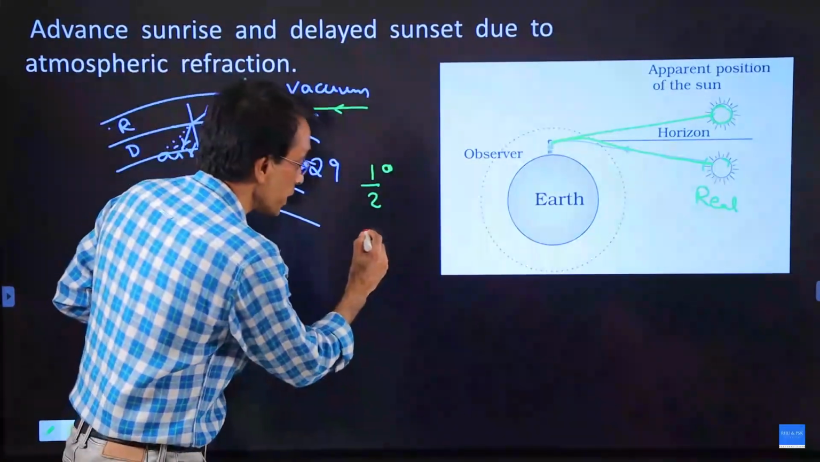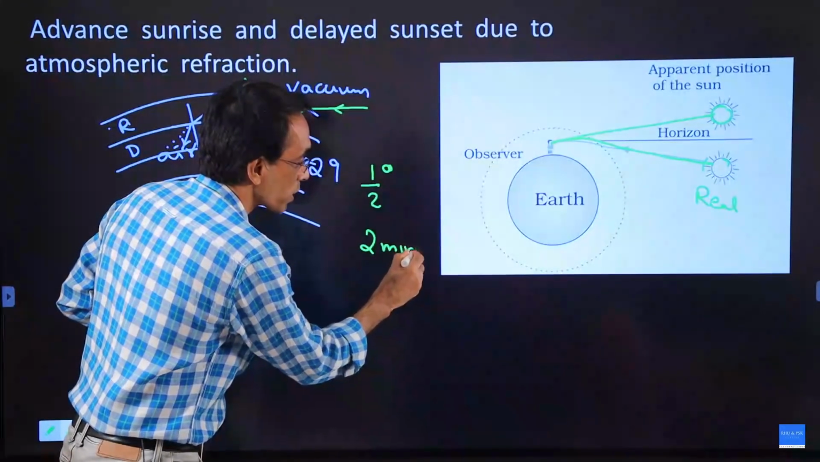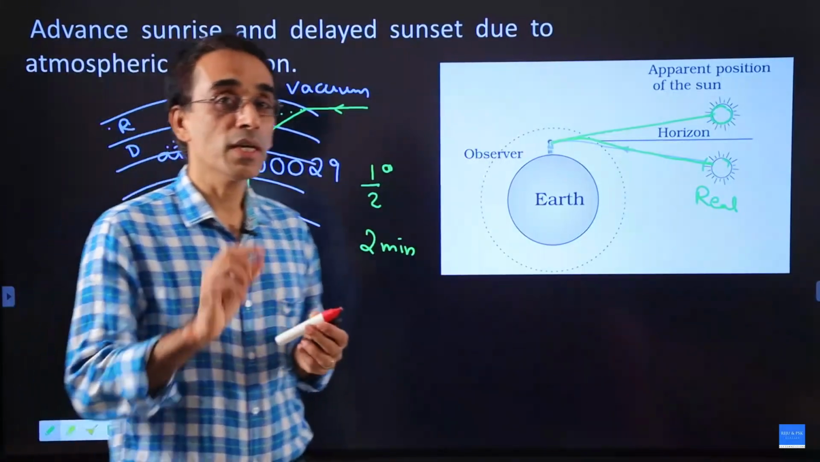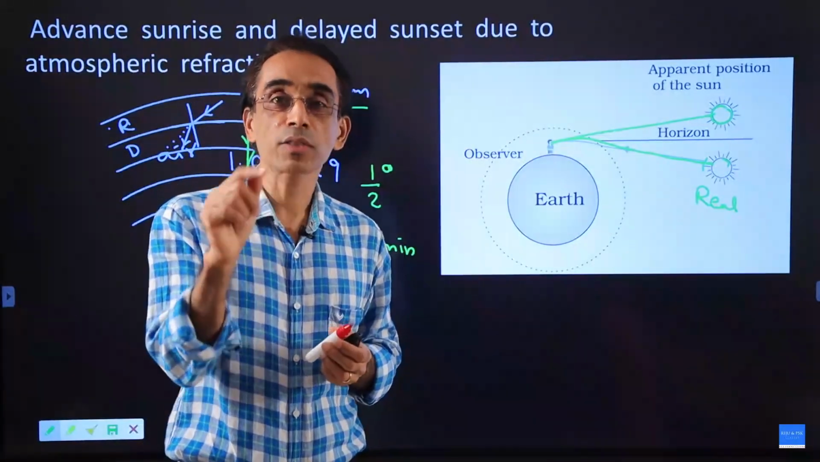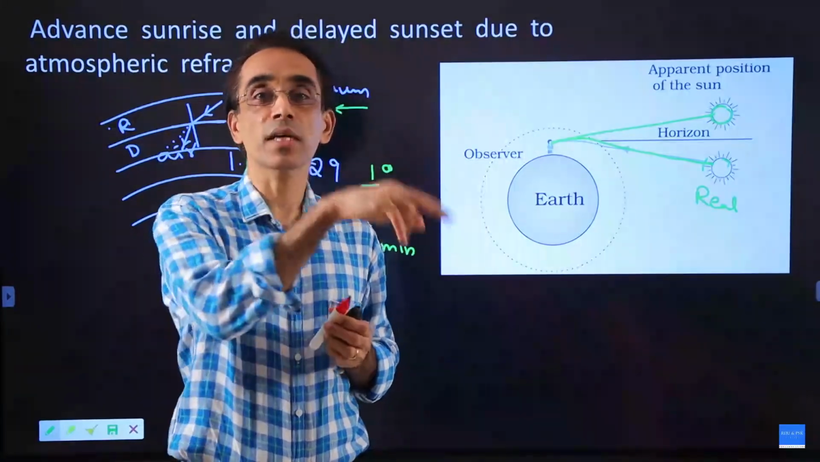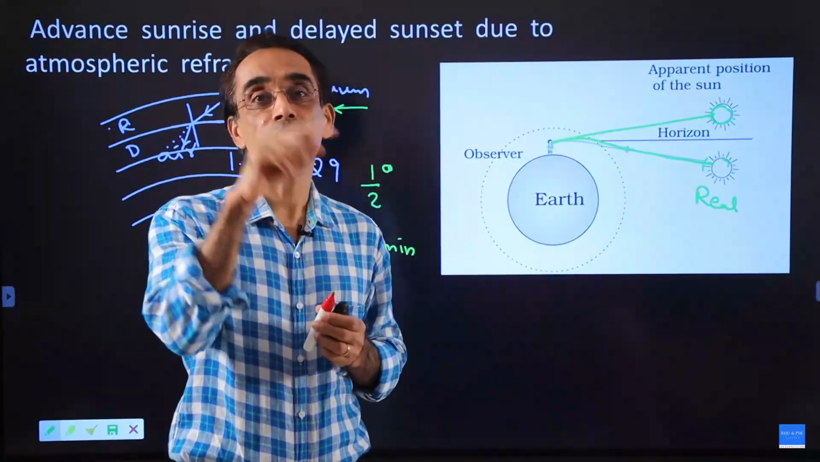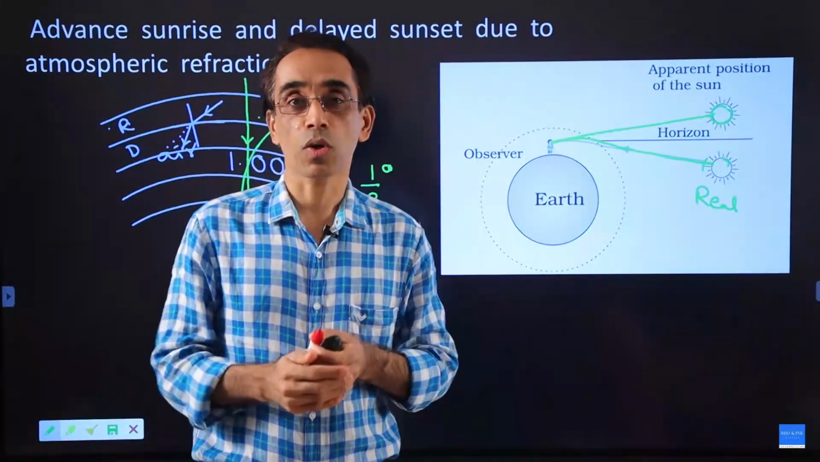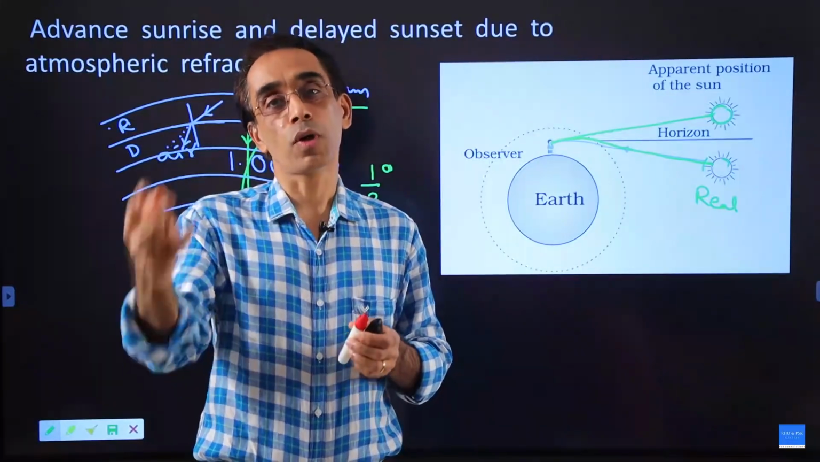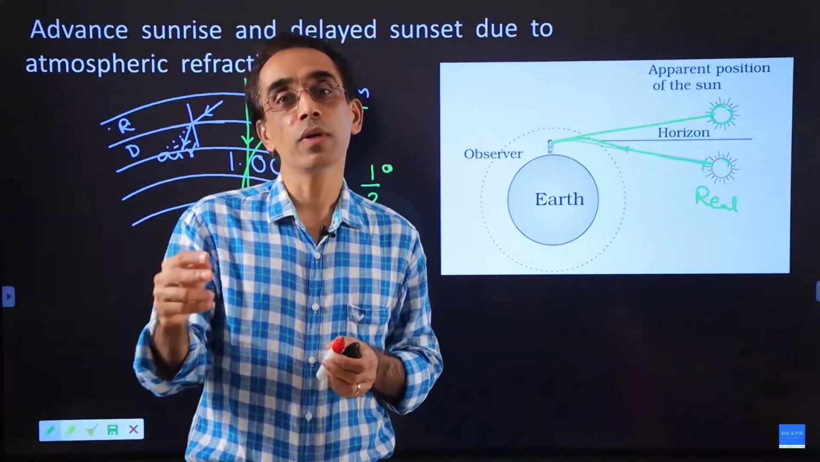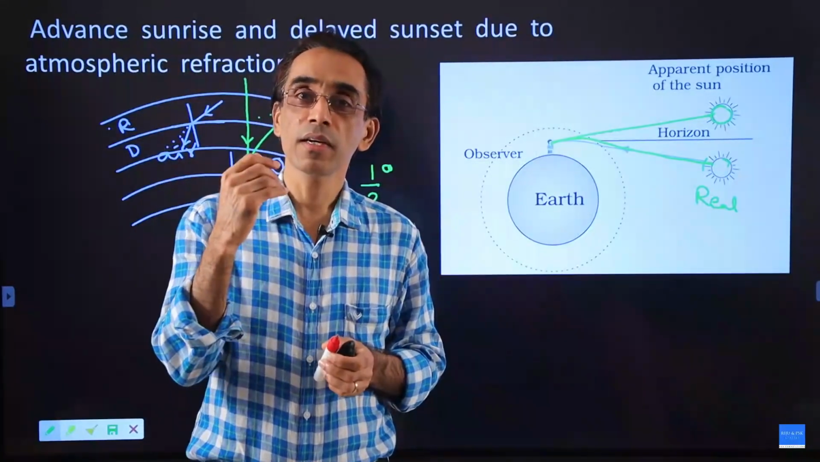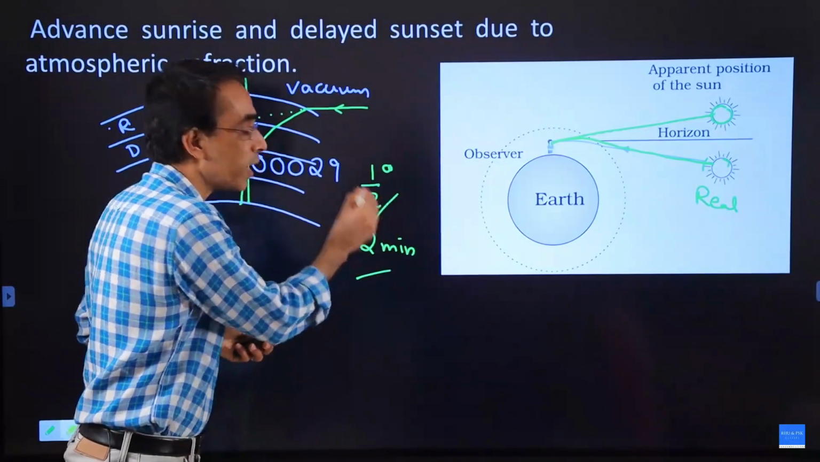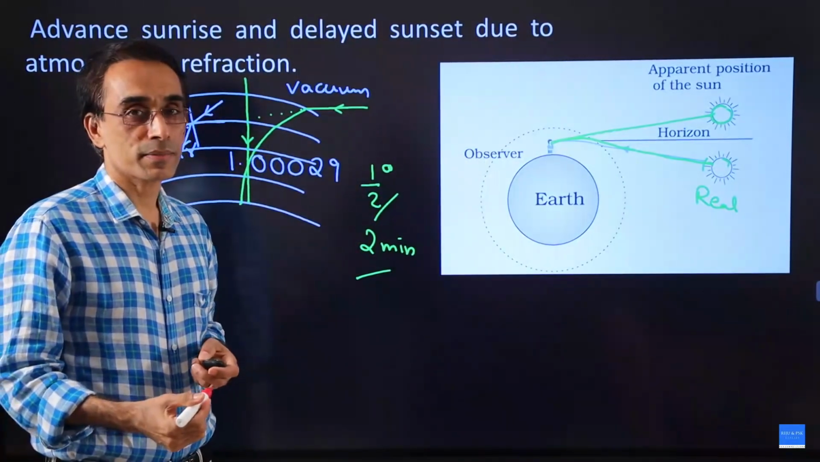Or I'll say the sun will advance sunrise. Advance means 2 minutes earlier than the actual sunrise, right? Or 2 minutes later than the actual sunset. That means suppose the sun is supposed to rise at 6 o'clock, it will become visible 2 minutes earlier. That means even at 5:58 it will be visible. Similarly, in the evening, suppose it is setting at 6 o'clock, it will be visible for you for 2 more minutes. Till 6:02 it will be visible for you. Advanced sunrise and delayed sunset. And why this 2 minutes, why this half degree, that we'll discuss later.